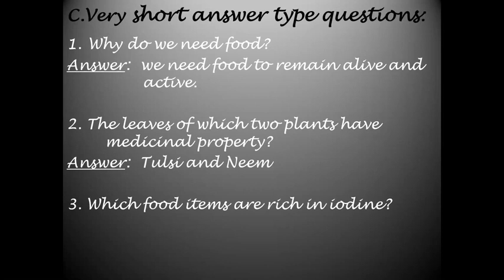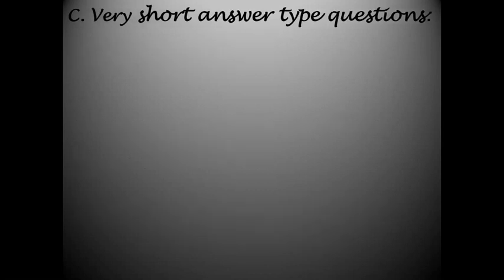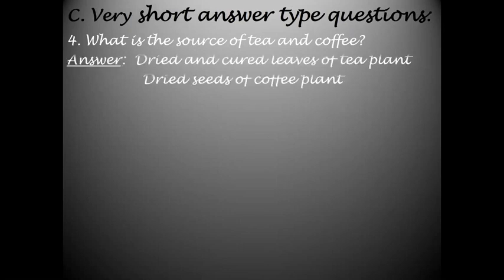Which food items are rich in iodine? The food items which are rich in iodine are fishes, oysters, crabs, lobster, prawns, and some algae. What is the source of tea and coffee? Dried and cured leaves of tea plant and dried seeds of coffee plant.